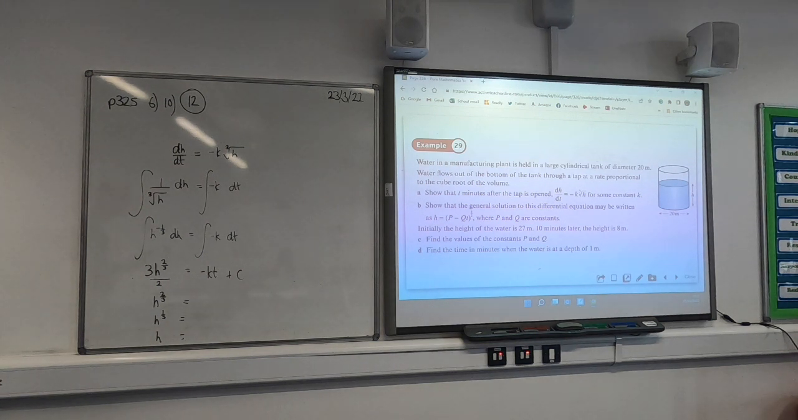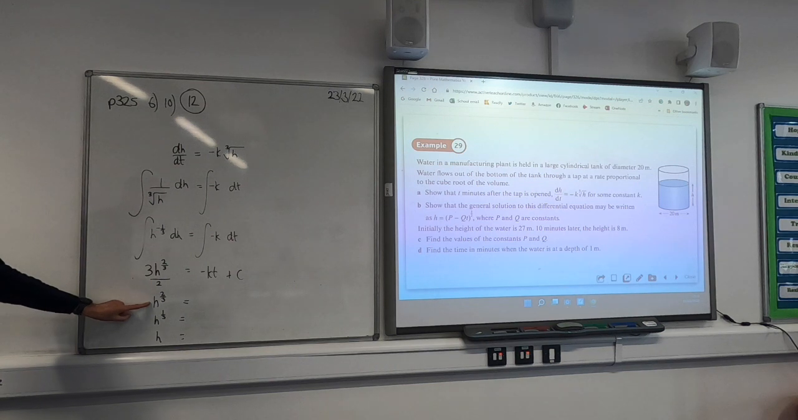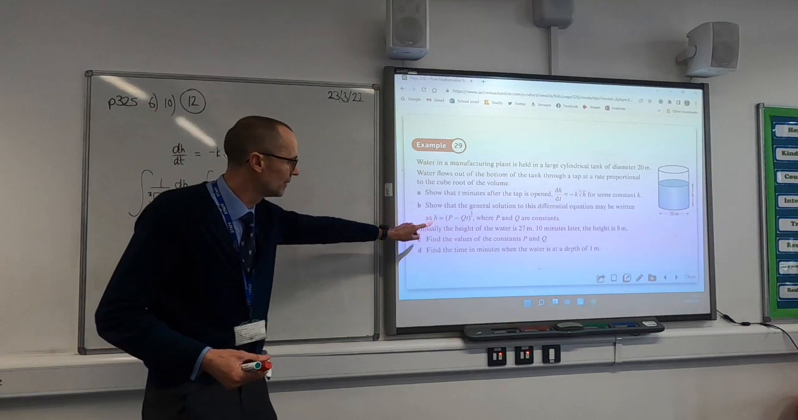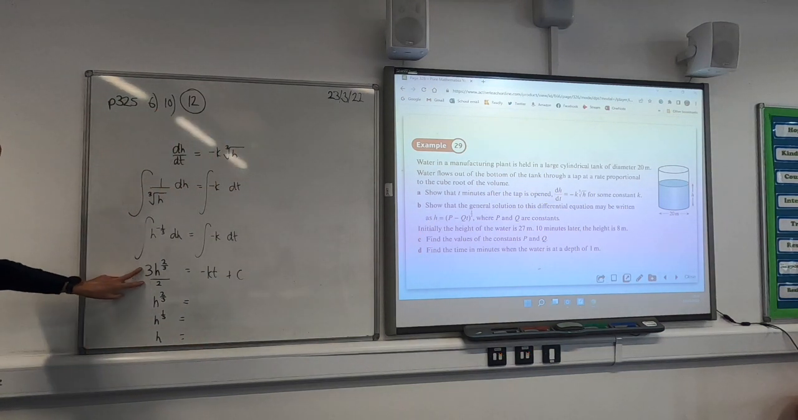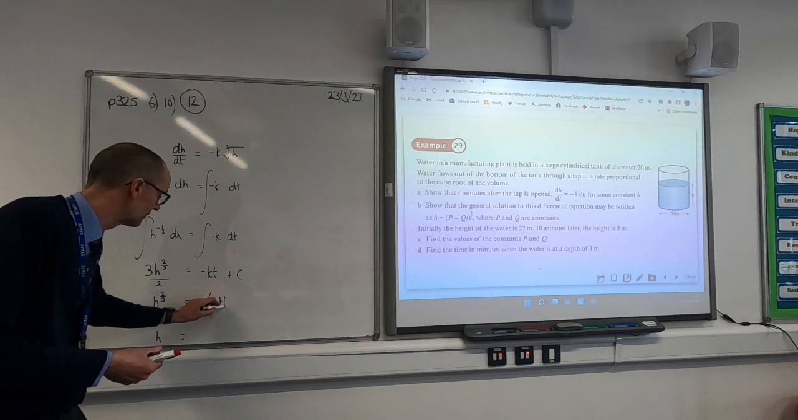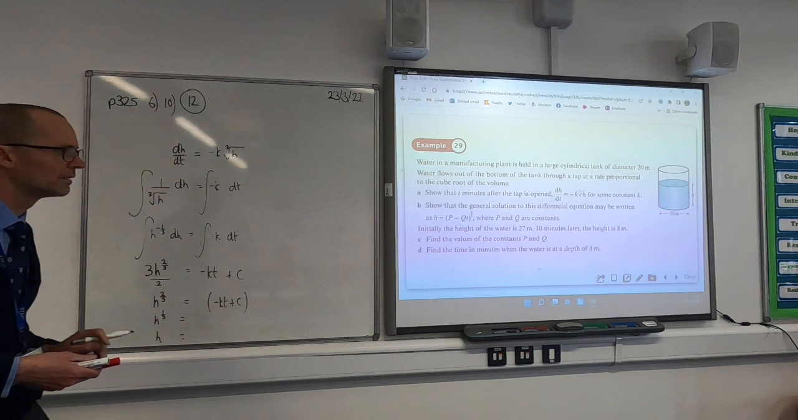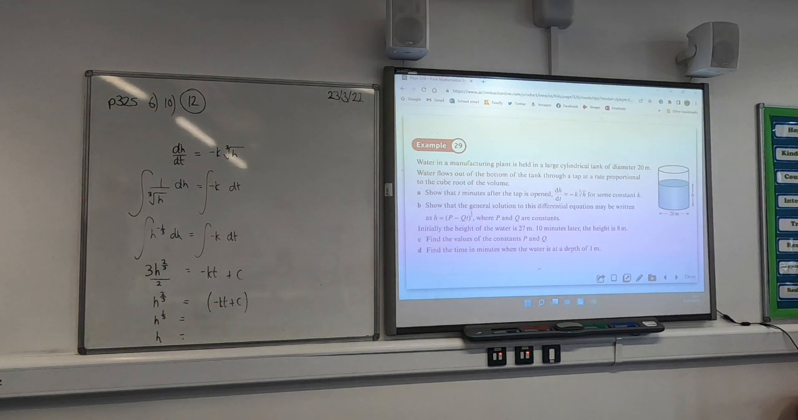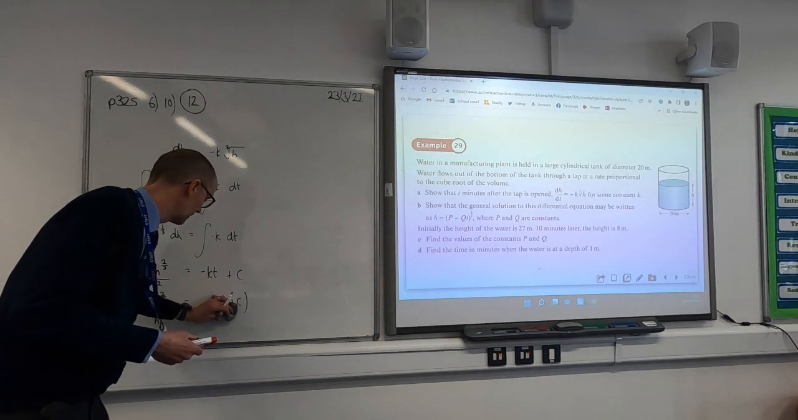The process you now need to go through is to get the h on its own, because that's what they've got here. So I'm going to divide both sides by 3 and multiply both sides by 2. And I'm going to put that as a number outside. I'm not. I'm going to multiply it out actually.